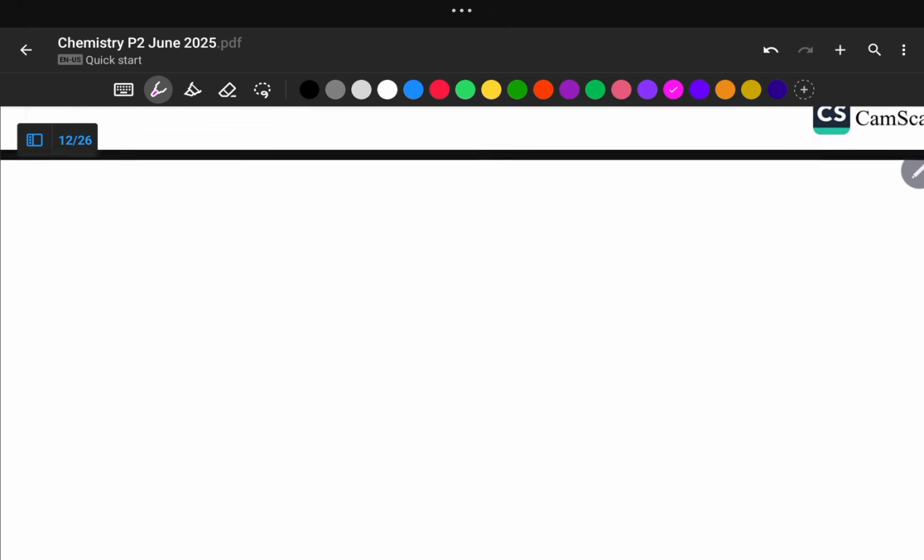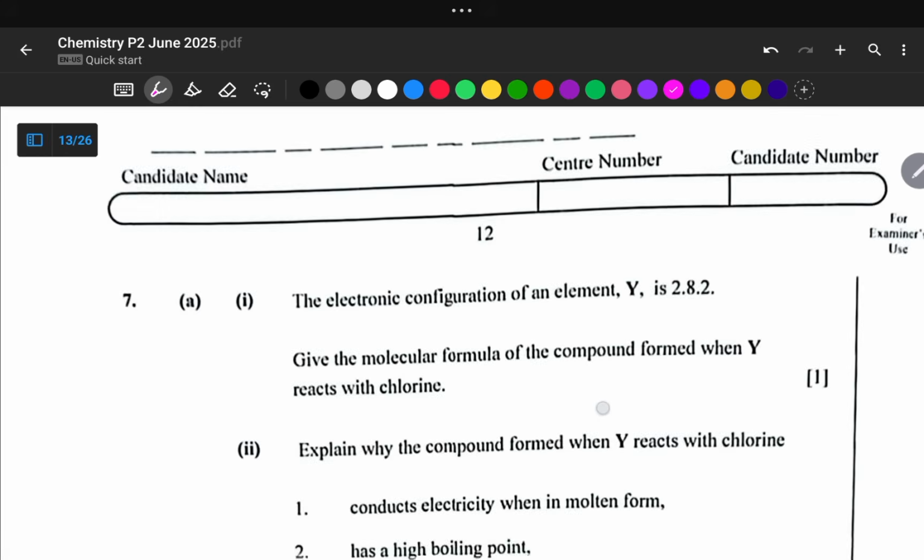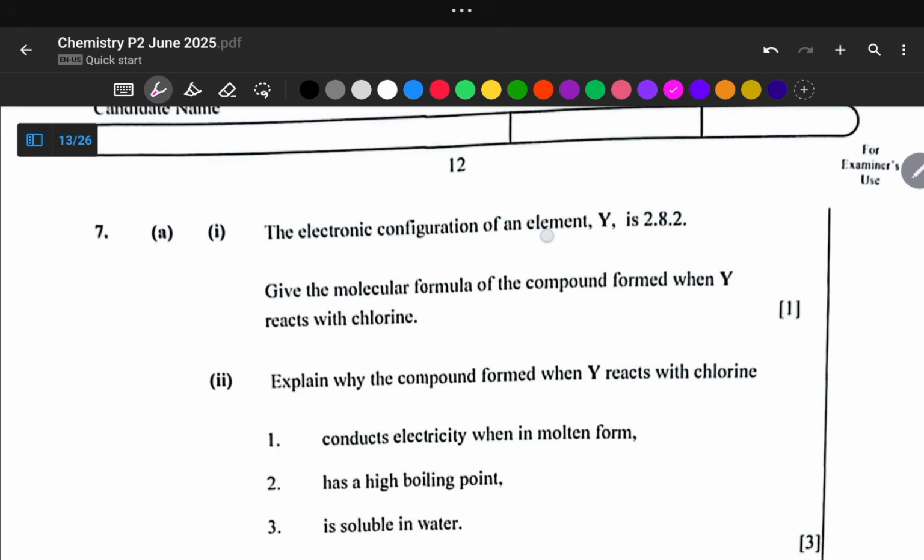So we proceed to the next part. Number 7 says the electronic configuration of an element Y. When we did the electronic configuration in our topical series, we said from the electronic configuration we can deduce the group number. The number of electrons in the outermost shell denotes the group number. So this element is in group 2. We can also deduce the number of shells. So you're going to have 3 shells.